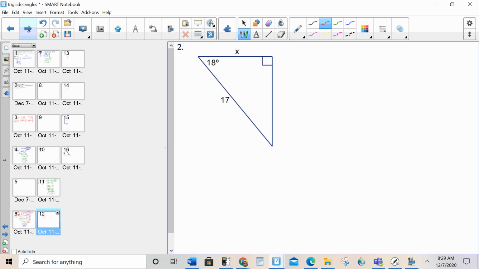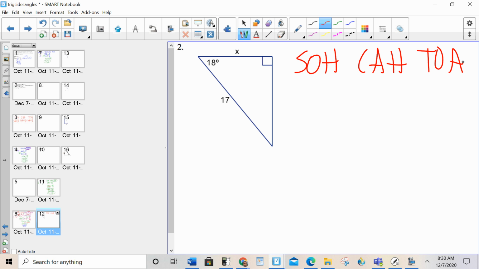Number two, I want you to do the first three steps on your own. I want you to label your A, H, A, and O. I want you to determine if it's sine, cosine, or tangent, write the equation, and then substitute in. So why don't you pause, complete all of that, and then unpause.